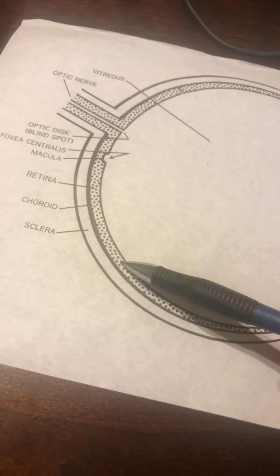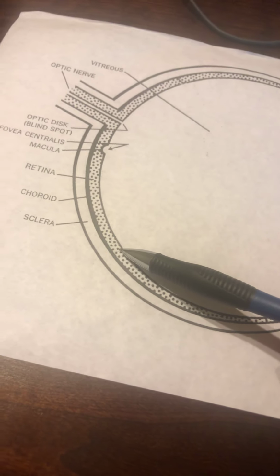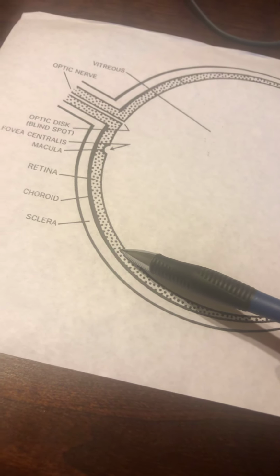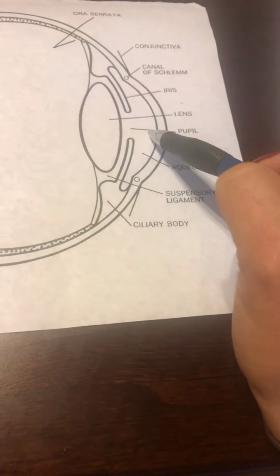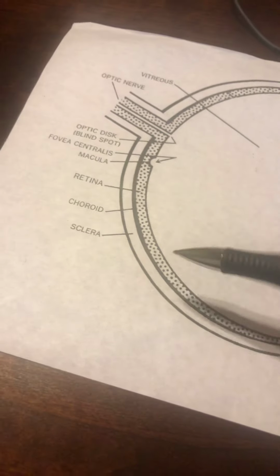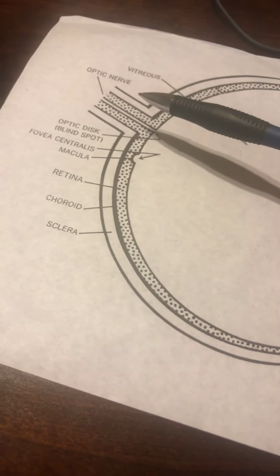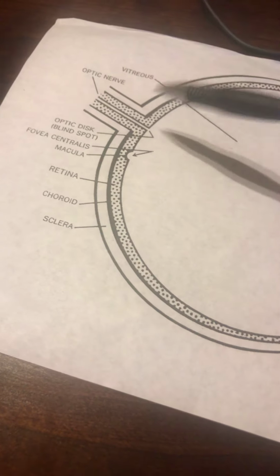So that's our next layer of the eye, the retina. The retina contains the photoreceptors, the rods and cones that receive the light rays from the pupil, which are then converted into pretty much electrical impulses that will be eventually sent to the brain.